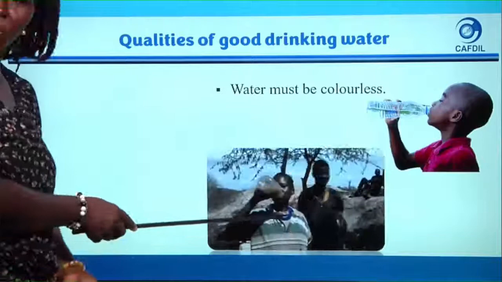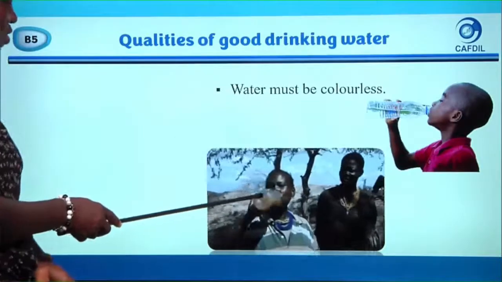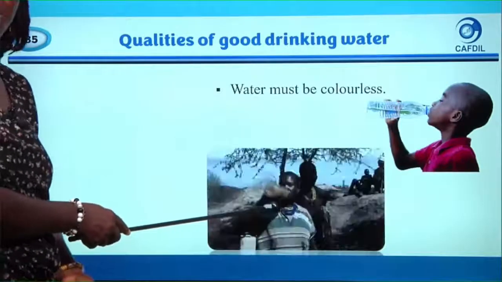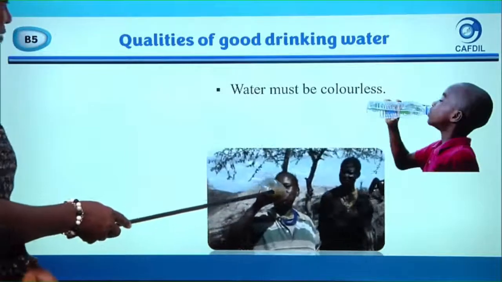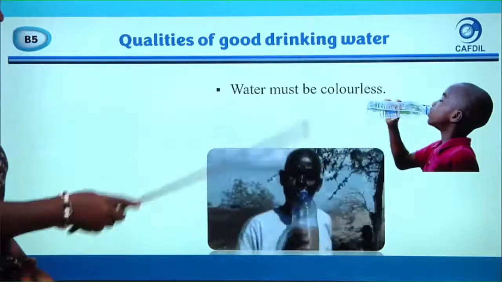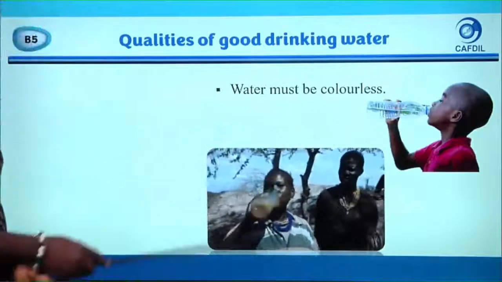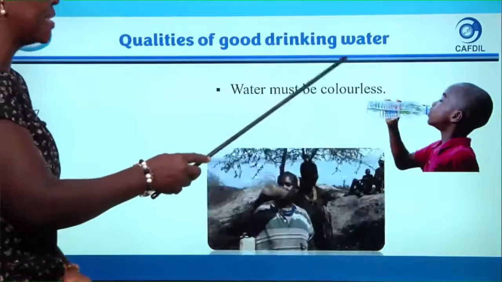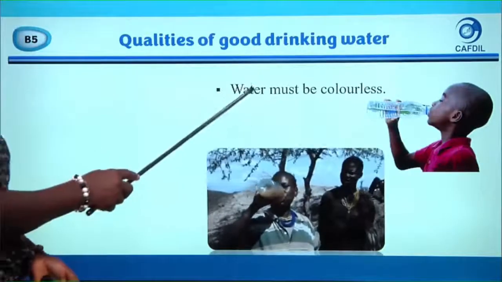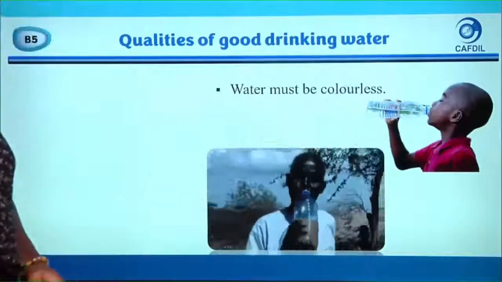This one is not tea. It is not cocoa drink. This is the water that they drink. So our water shouldn't be like this. Our water should be like this. That is, water must be colorless. Good.